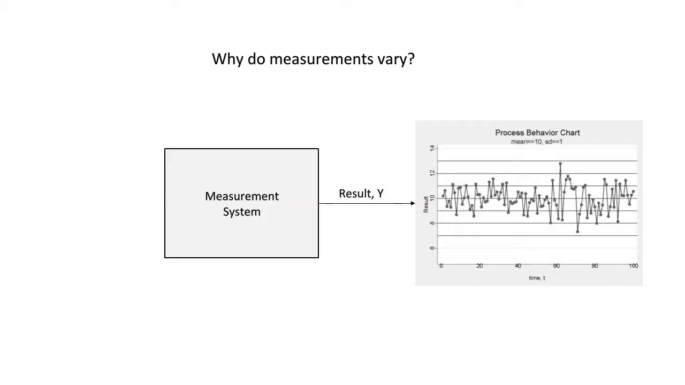Why do measurements vary over time? To answer that, we need to think of our QC result as the output of a measurement system. The measurement system produces a result, which we can plot over time on the process behavior chart. To understand the variation in the output, we have to understand how the measurement system works.